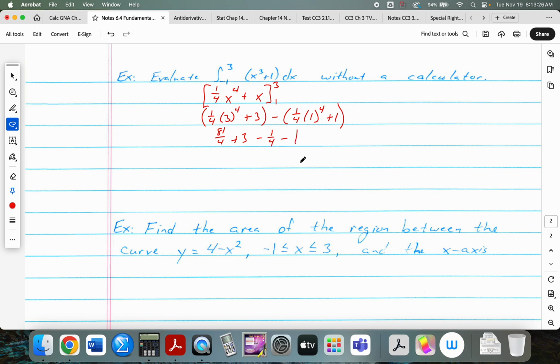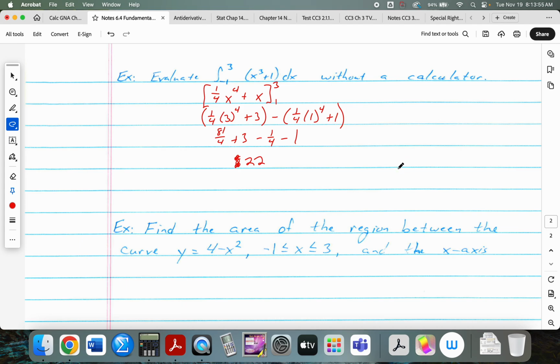minus 1. So that's going to be 80/4, which is 20, plus 2. So this is 22. And you can always check these on your calculator, right? Because you guys know how to do a definite integral on the calculator, so you can always check it.